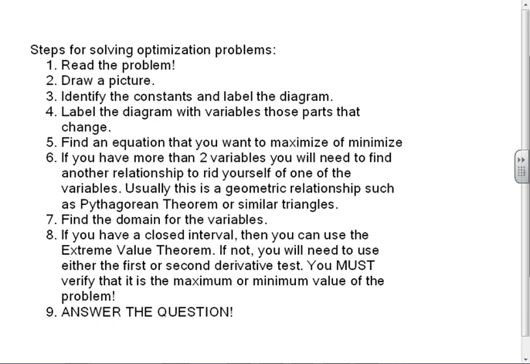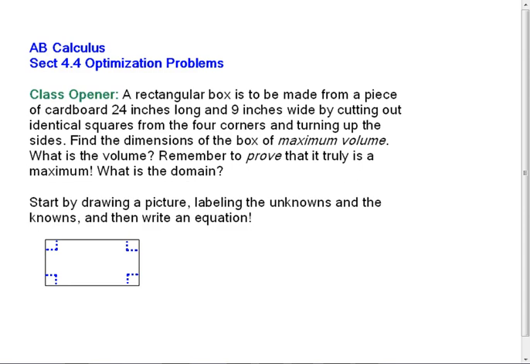So we're doing optimization problems, but the very first step that you should do is read the problem. You might have to read it 3 or 4 times, but you're going to need to read the problem. You're going to probably need to draw a picture. The rest of the stuff we'll go through as we go through a problem. This is for those of you who like to have a step-by-step process. The hardest part is going to be step 7, finding the domain. I call it a natural domain.